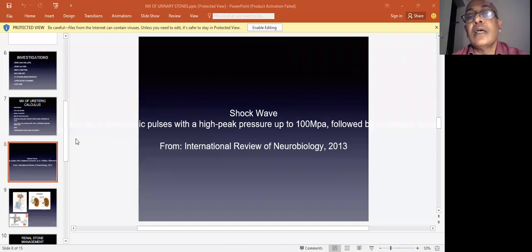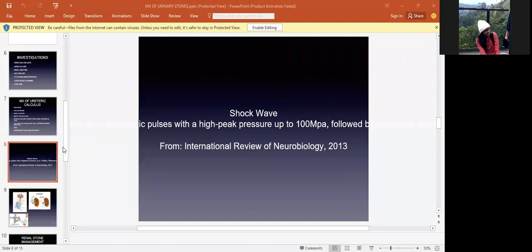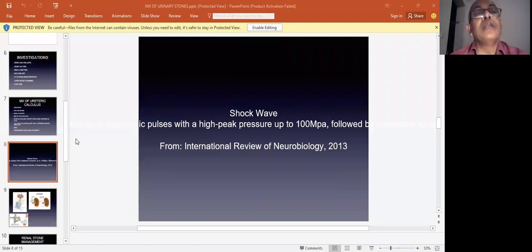Sir, what is the place for intravenous urography in stones? The question is, is there a place for intravenous urography in stones? Yes. It was one of the main ways we investigated stones previously.